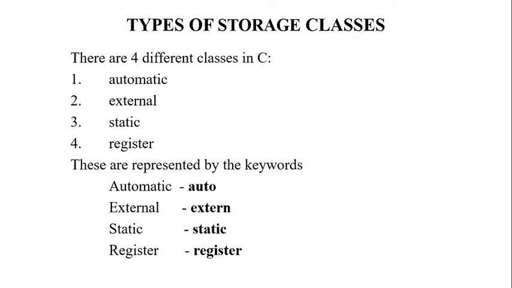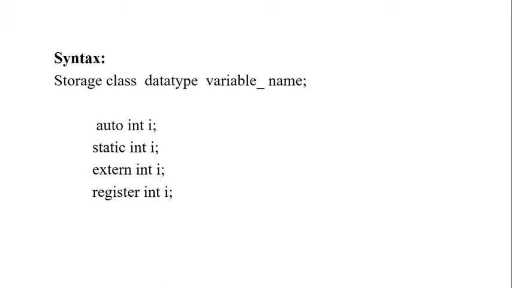So we have four different types of storage classes. There are four different classes in the C language: automatic, external, static, and register. These are represented by keywords. For the automatic storage class, we use the keyword auto. For the external storage class, we use the keyword extern. For the static storage class, static. And for register, register itself. These are the keywords that we have to use for the declaration of different types of storage classes.